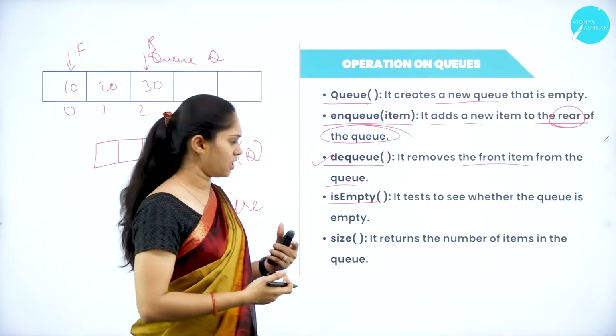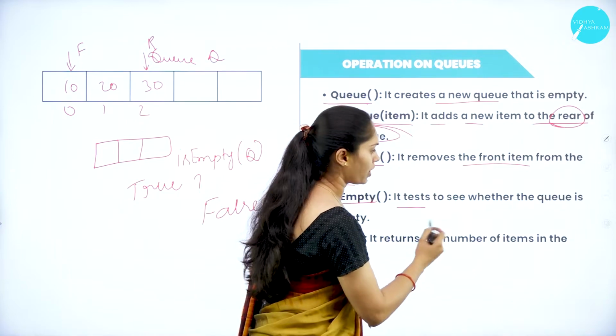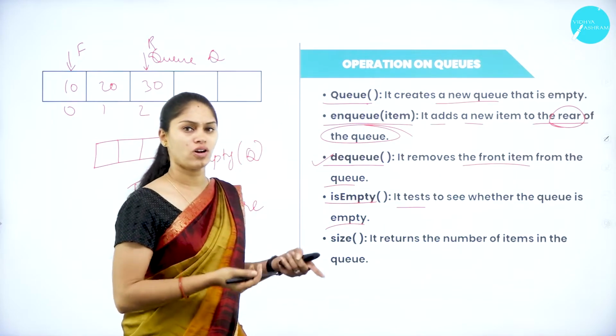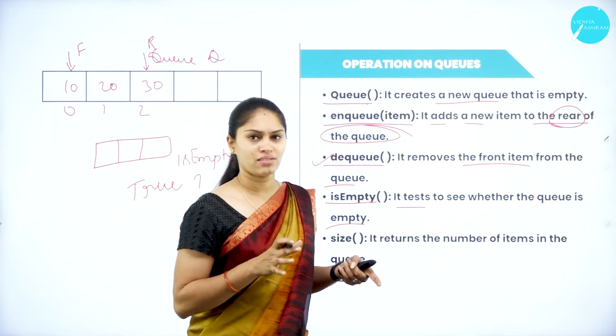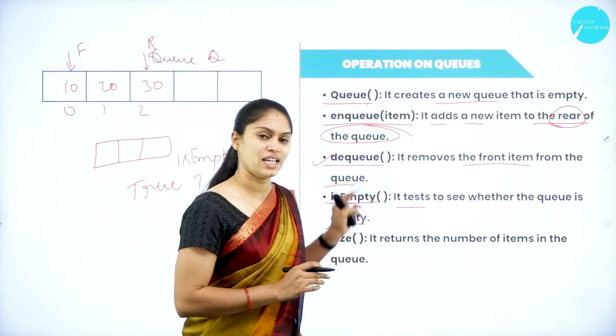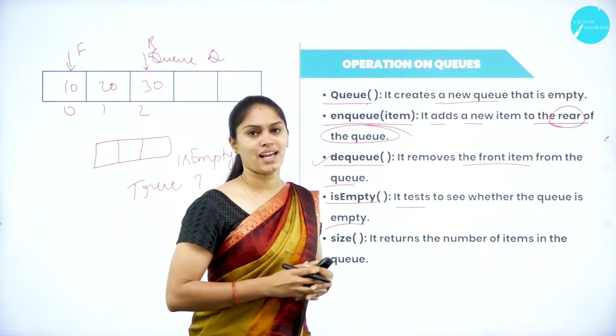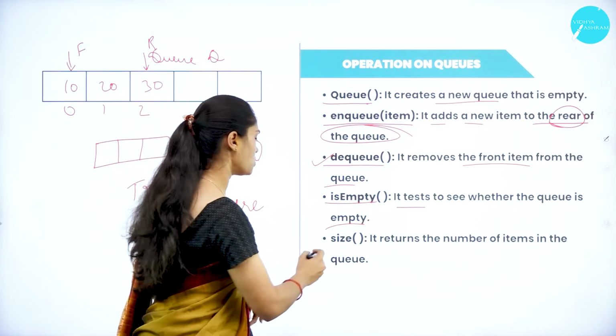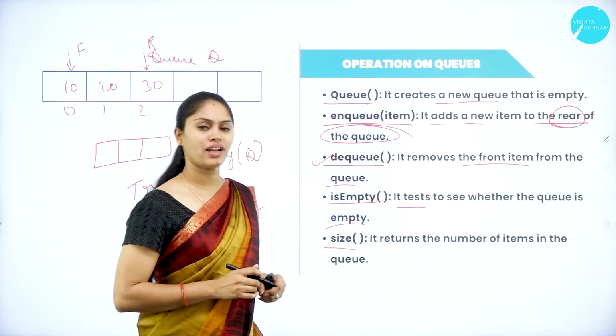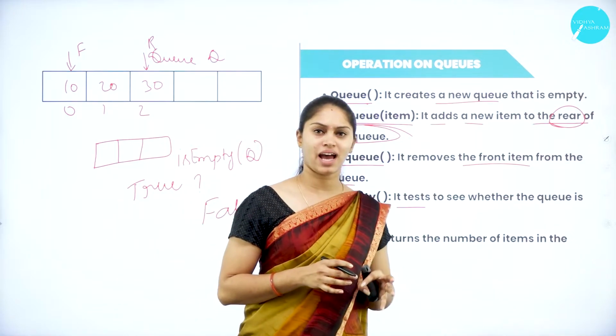It will test whether the queue is empty or not. The result will be a boolean value, either true or false. If it is true, then it is empty. If it is false, then there will be some elements in the queue. So next is size. It will return the number of items that we have in the queue.